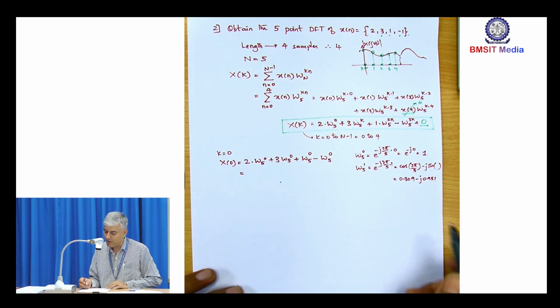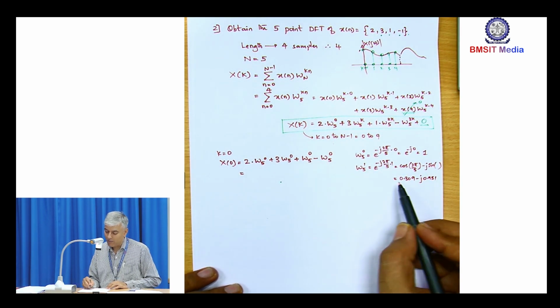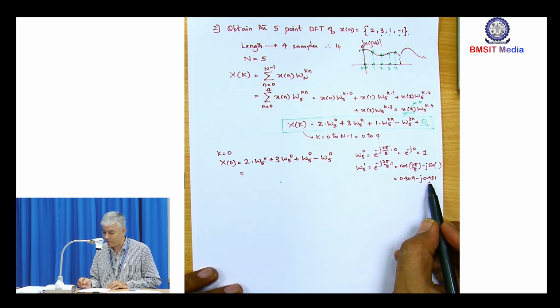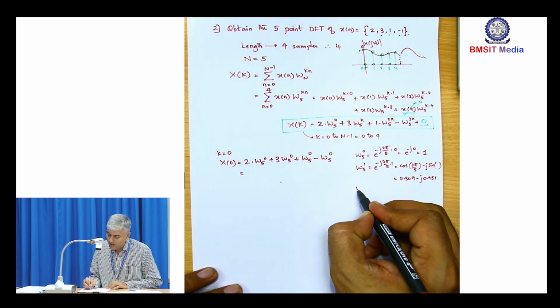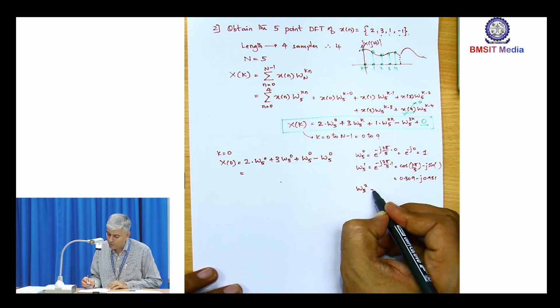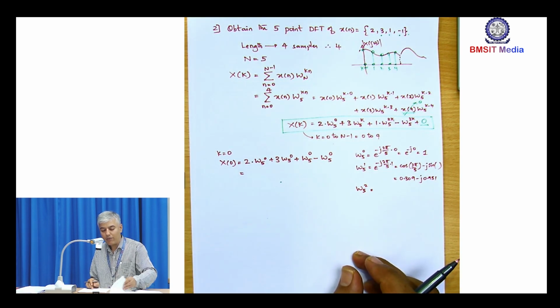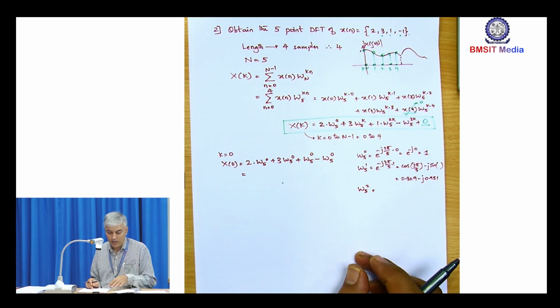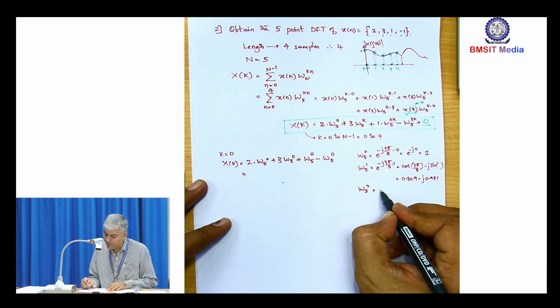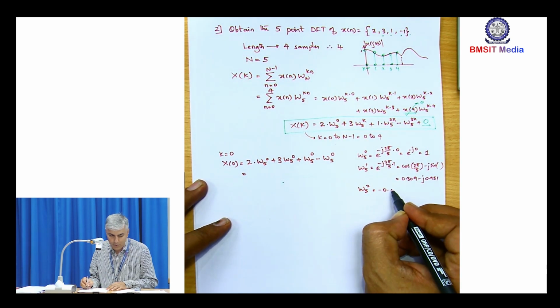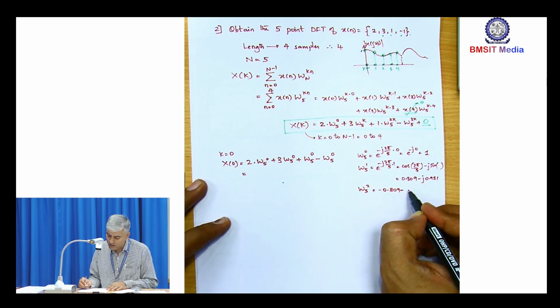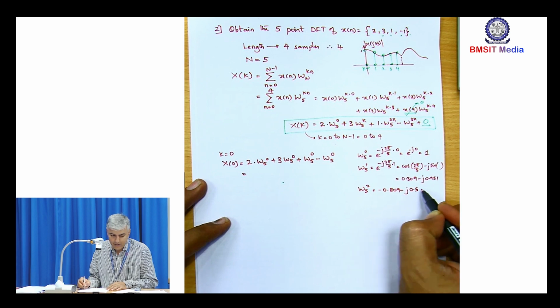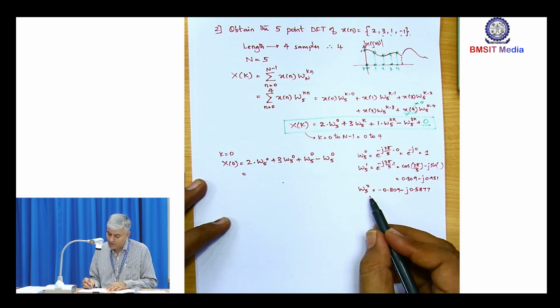0.951. So the twiddle factor value is W5 raised to 1 is 0.309 minus j 0.951. On the same line, you can write down W5 raised to 2. I'll give you the values so you can quicken up the calculation. So W5 raised to 2 happens to be minus 0.809 minus j 0.5877.